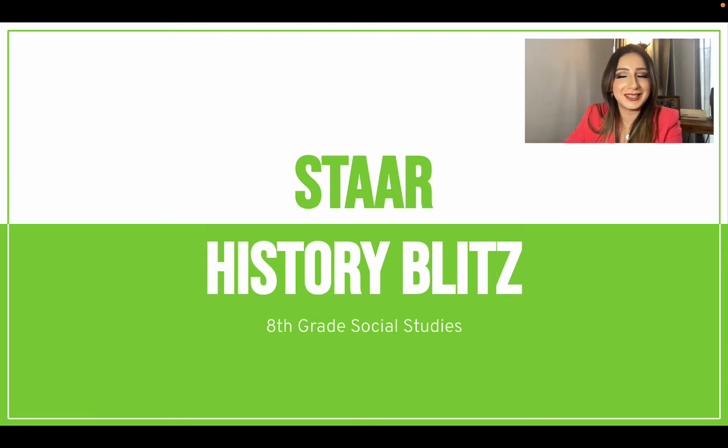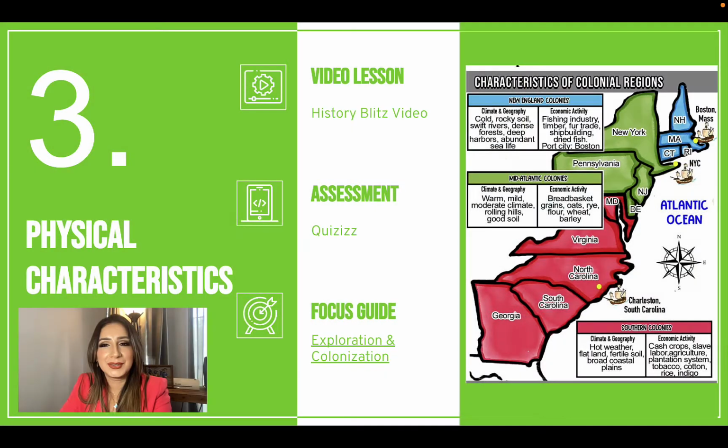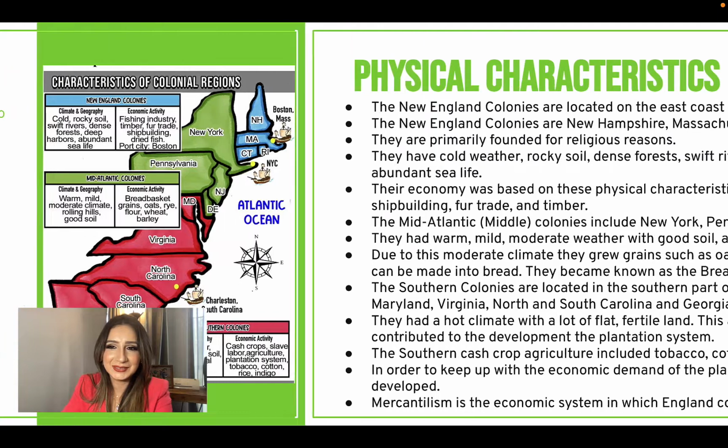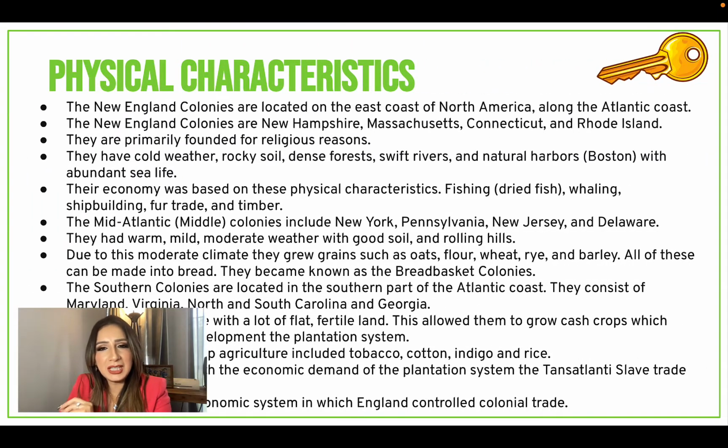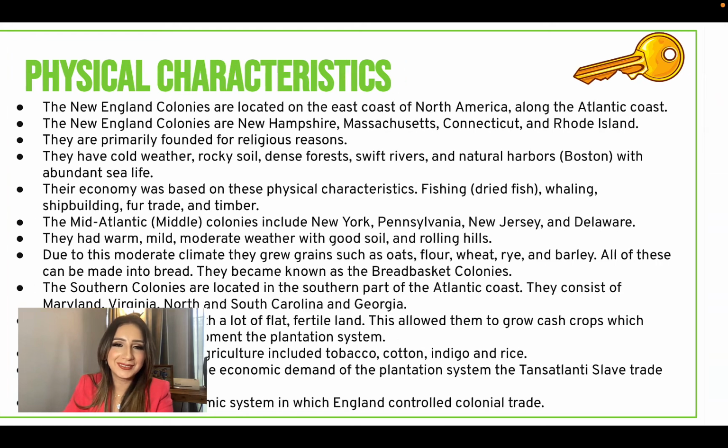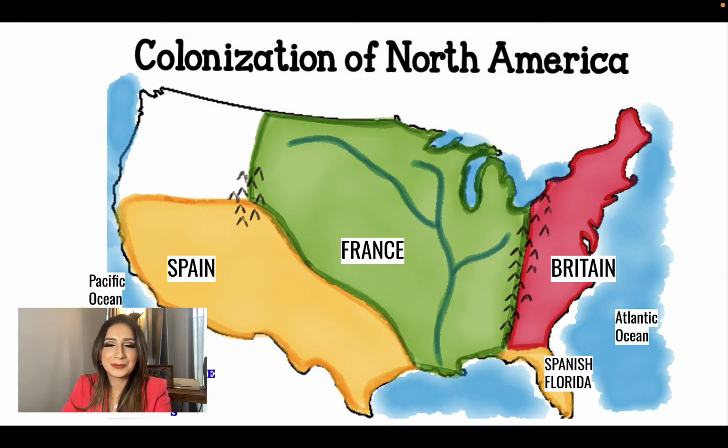So, let's get started. Today's video is on the physical characteristics of the 13 original colonies. Here are some key detailed points on the information that we're going to be covering. Let's remember that the European countries that colonized North America were Britain, France, and Spain.